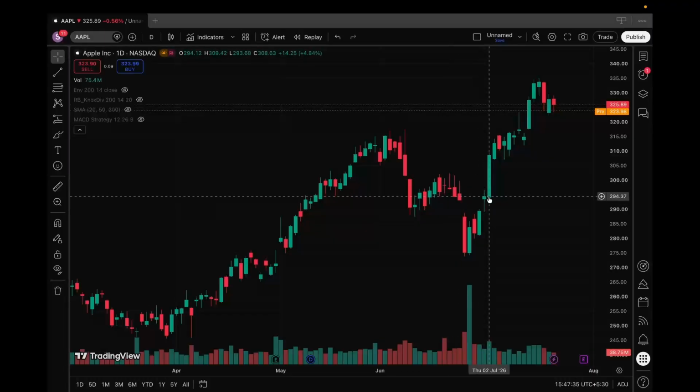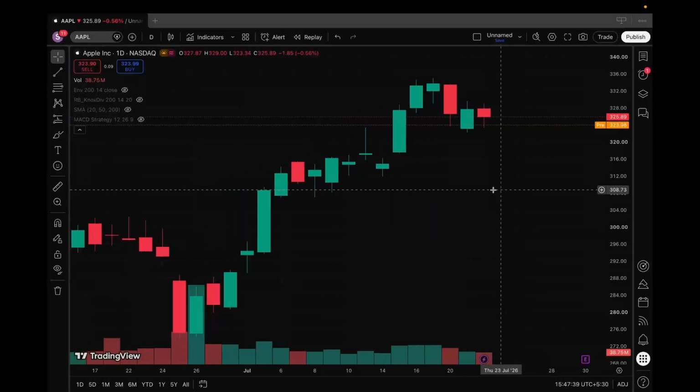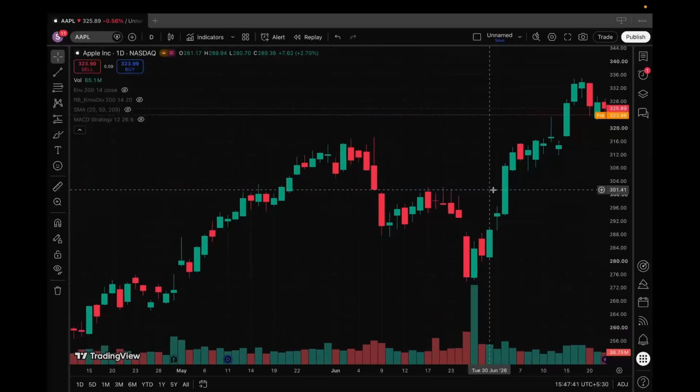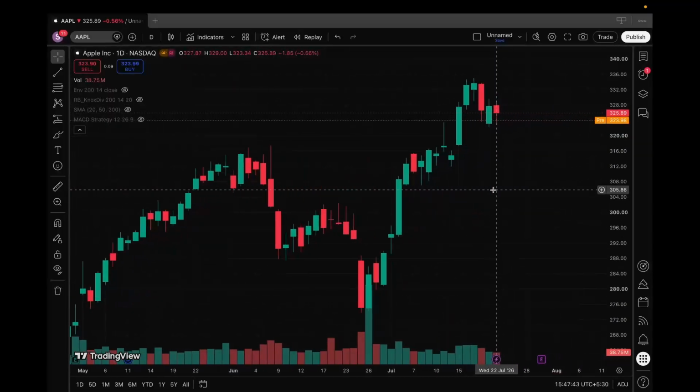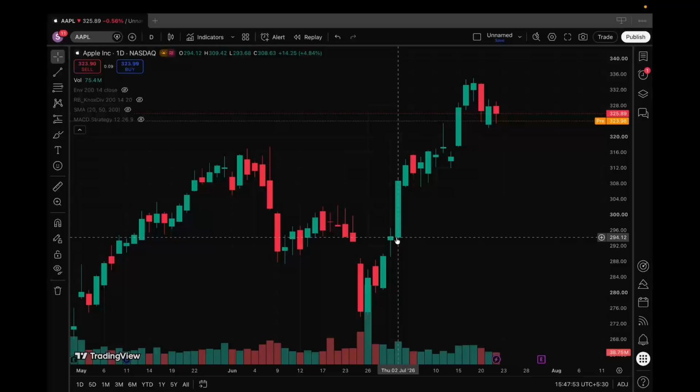So let's take a look at this green candle right here. If I zoom in a bit, so if I look at this green candle here, the bottom is where the price opened. The top of the body is where the price closed. And because it's green, that means the price closed higher than it opened. The stock went up during this period.